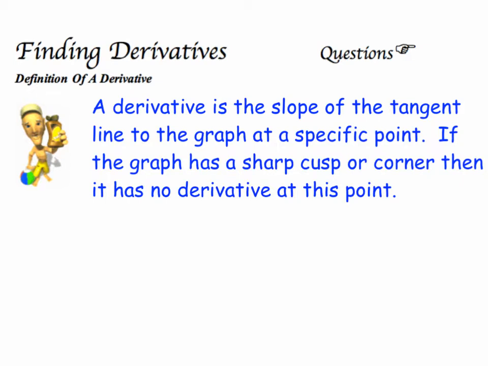The derivative is the slope of the tangent line to the graph at a specific point. So the reason why we do take the derivative is because it makes it easier and you are finding the slope of the tangent line. That's what a derivative is. If the graph has a sharp cusp or corner, then it has no derivative at this point. So there's two key sentences that are important for this unit.